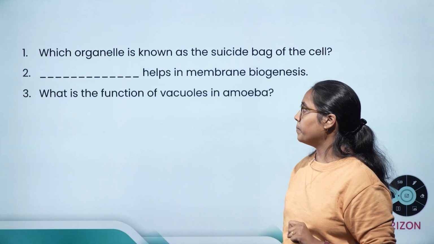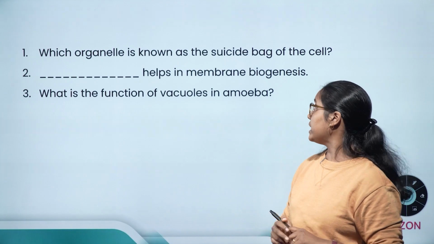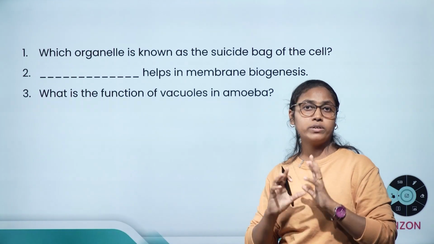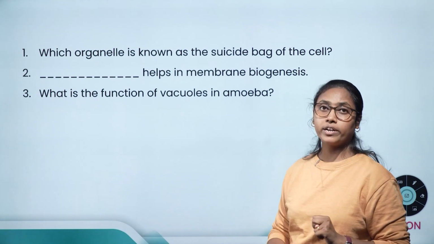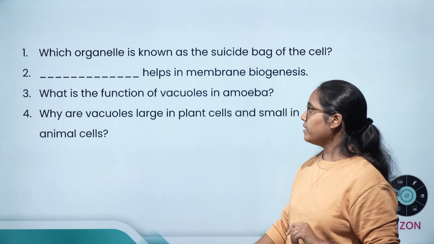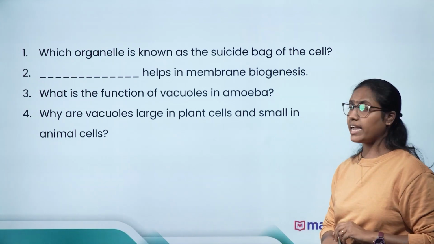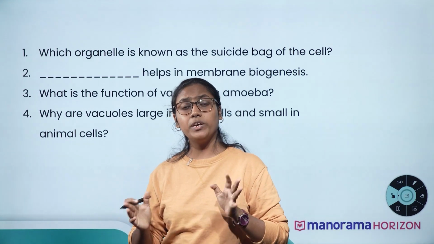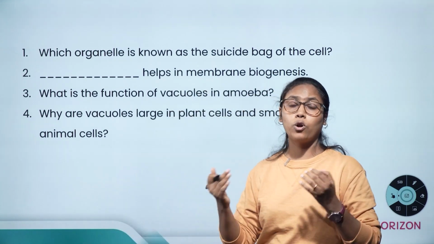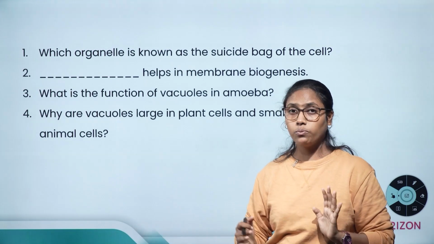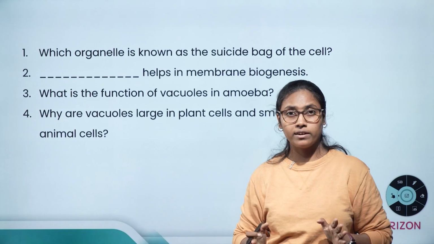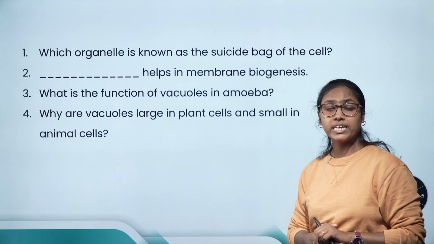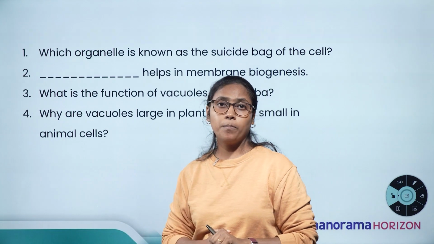Endoplasmic reticulum. What is the function of vacuoles in amoeba? We have seen that there are two functions. One is the food vacuole, which helps to digest food, and the other is the contractile vacuole. Then, why are vacuoles large in plants and small in animals? We know that animals have digestive organs and we excrete whatever food we take in as waste material, but plants do not have that. So plants store all their waste materials inside vacuoles, hence large vacuoles are present in plants.